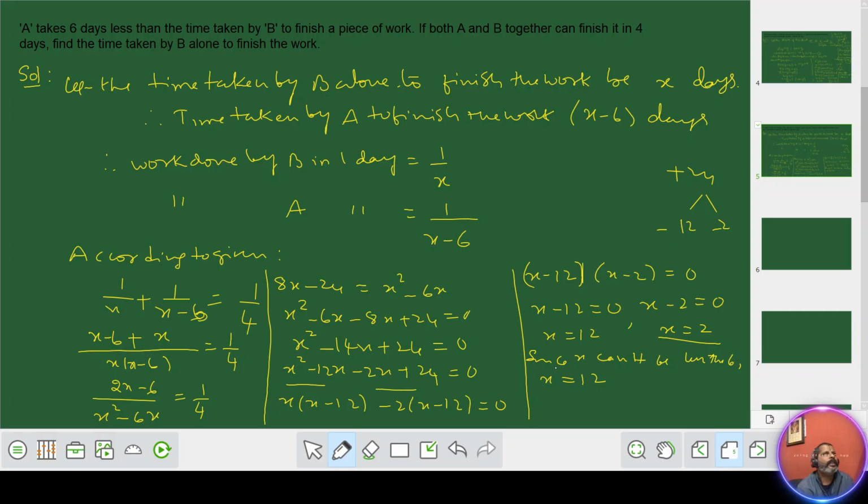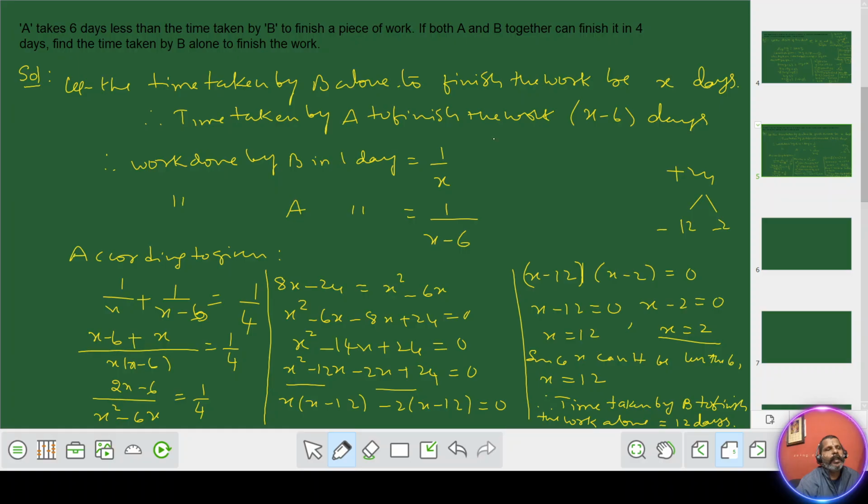Therefore, what is the assumption here? We took B completes the work in x days. Therefore, we conclude that the time taken by B to finish the work alone is equal to 12 days. Okay, I hope you understood this.